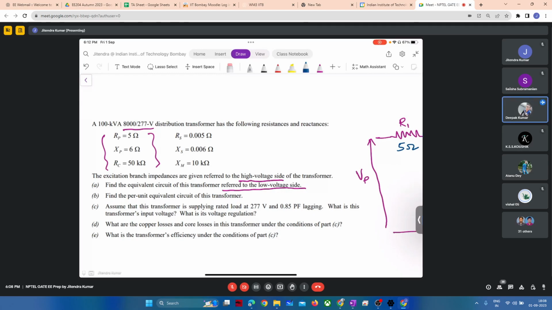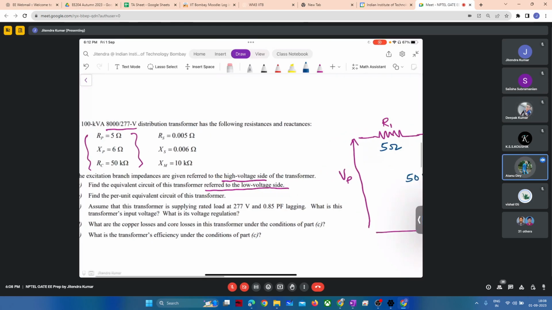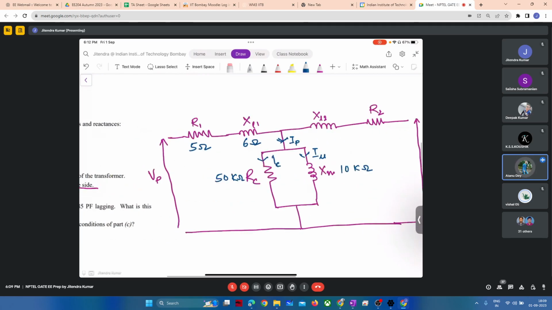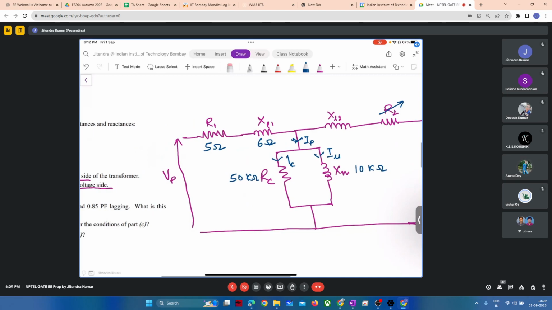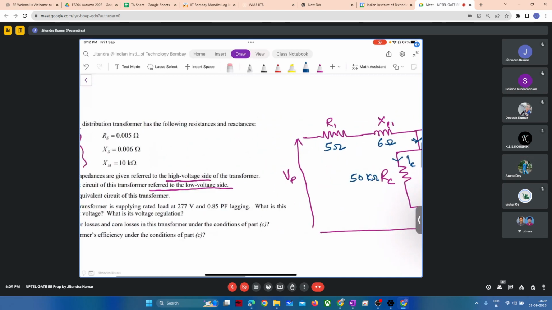Okay, sir. I think that would be 0.005 and 0.006, sir. That is the low voltage side, right, sir? Secondary side is 277 volts, so that would be 0.005, because that is low voltage. Right. You are talking about R2 and XL2 as 0.005 and 0.006.